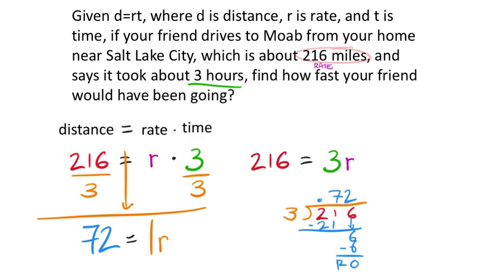Now, the answer is not 72, though. The answer is not 72 because this is a word problem. We need a label to go with the 72. Remember, it was 216 miles, so that'd be 72 miles, and then per, I'm going to show it as a fraction there, per hour. Or maybe 72 mph would be better. Miles per hour, whatever. It's all the same thing.